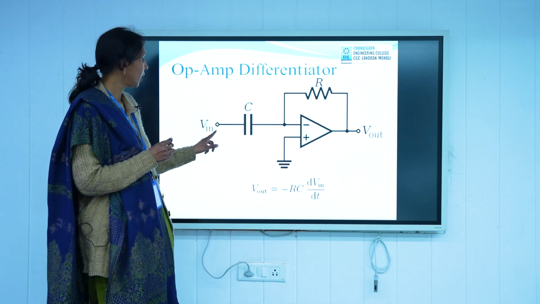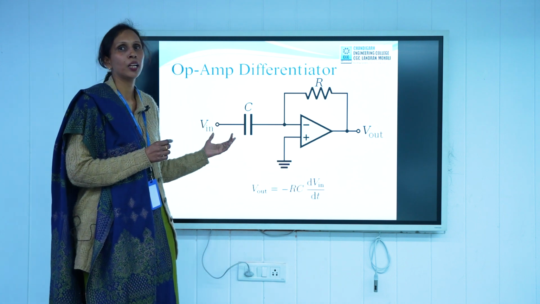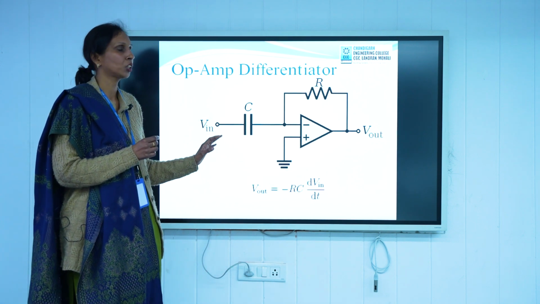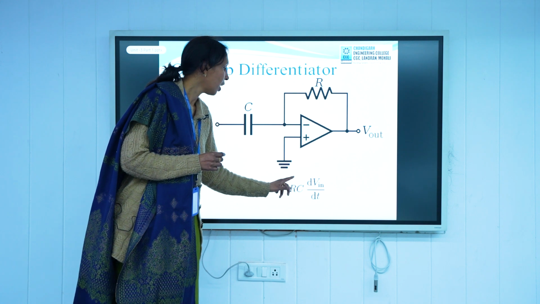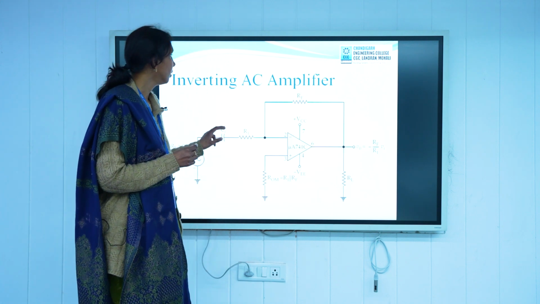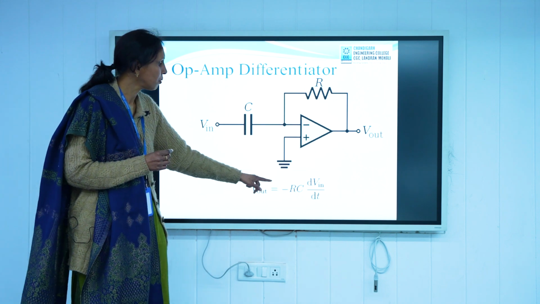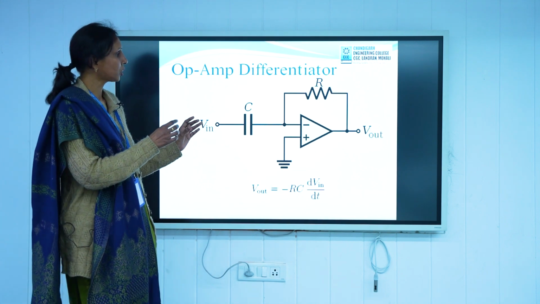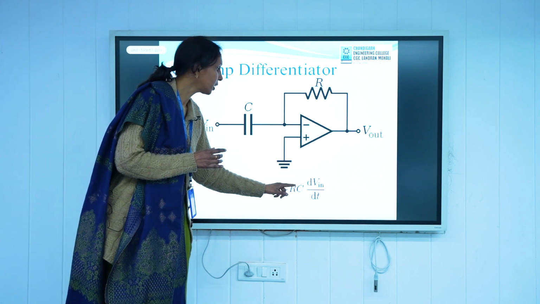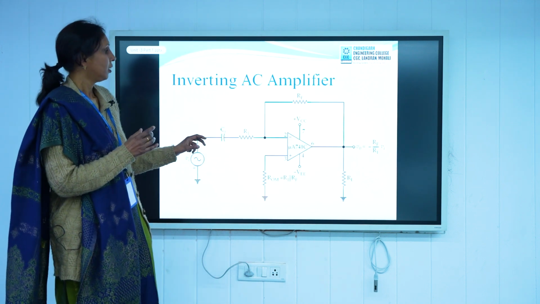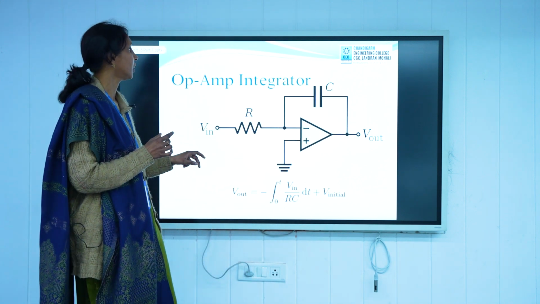We know that the input signal is a function of time, sine omega t or cosine omega t, so accordingly we get dVin by dt. RC represents the time constant, which is used to amplify the signal. So we have RC as a time constant. Next we have the differentiator; details we will discuss later on.